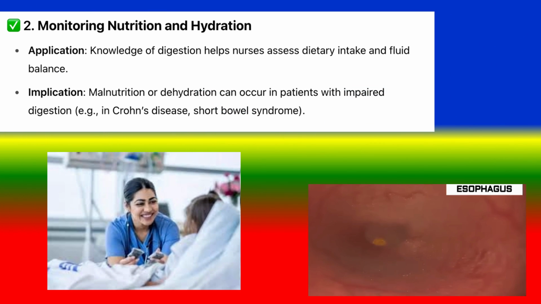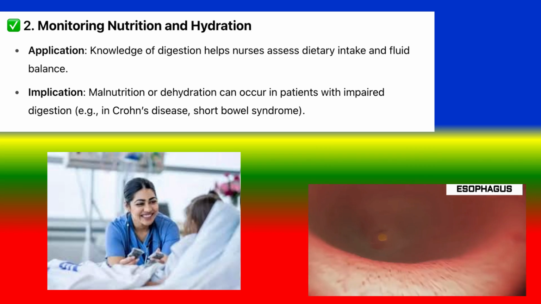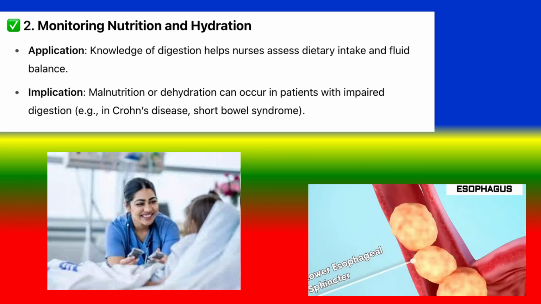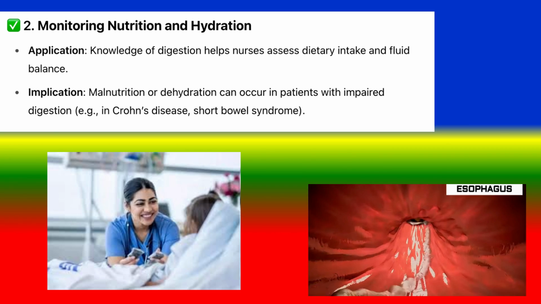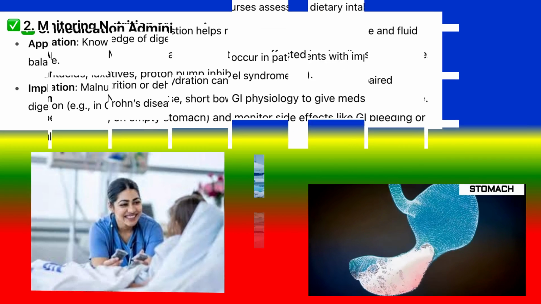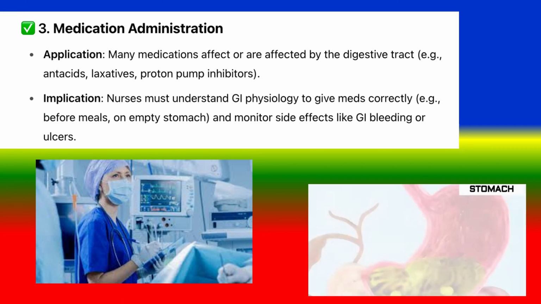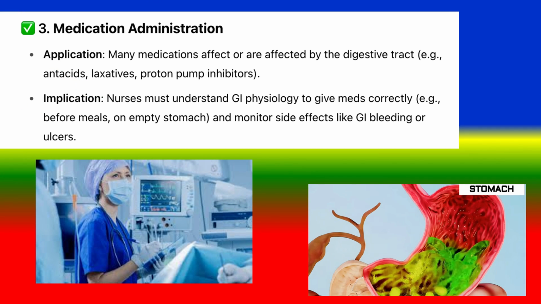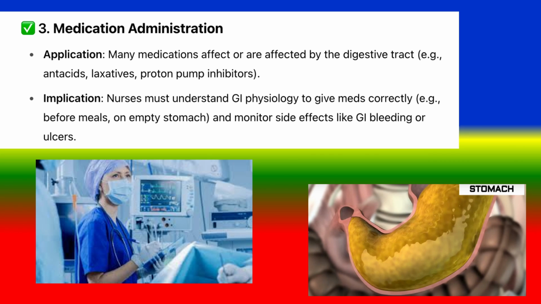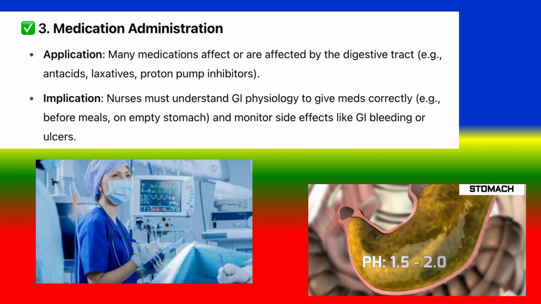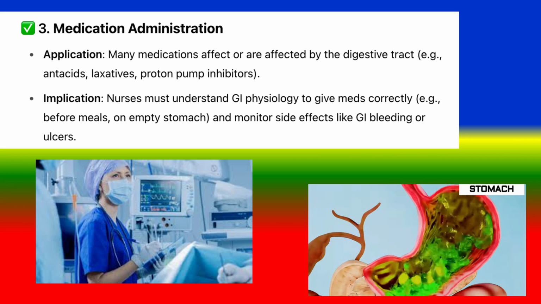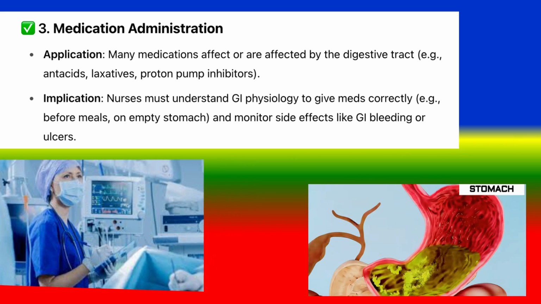2. Monitoring nutrition and hydration. Application: knowledge of digestion helps nurses assess dietary intake and fluid balance. Implication: malnutrition or dehydration can occur in patients with impaired digestion, e.g. in Crohn's disease, short bowel syndrome. 3. Medication administration. Application: many medications affect or are affected by the digestive tract, e.g. antacids, laxatives, proton pump inhibitors. Implication: nurses must understand GI physiology to give meds correctly, e.g. before meals, on an empty stomach, and monitor side effects like GI bleeding or ulcers.